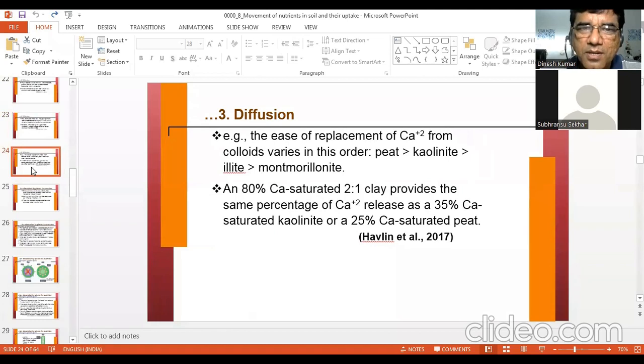Nutrients for soil solution. The ease of replacement of calcium from colloids varies in this order: peat, kaolinite, illite, montmorillonite. I think these issues I discussed somewhere else also. And 80% calcium saturated 2:1 clay provides the same percentage of calcium release as 35% calcium saturated kaolinite or a 25%. So try to read, try to understand what does it all mean.